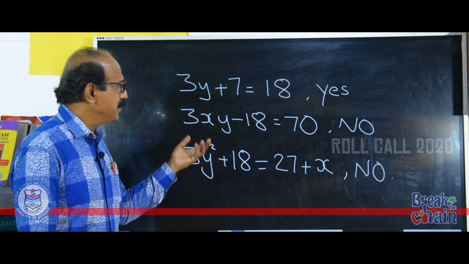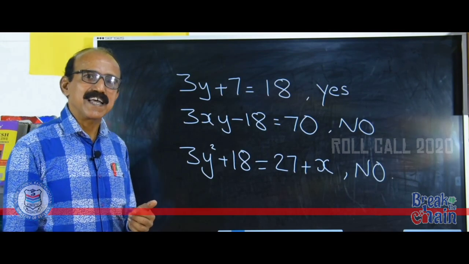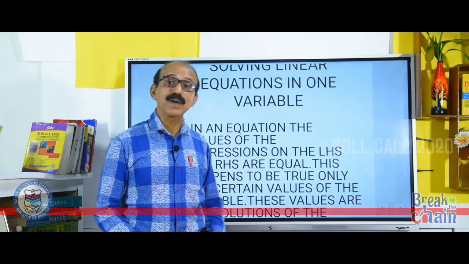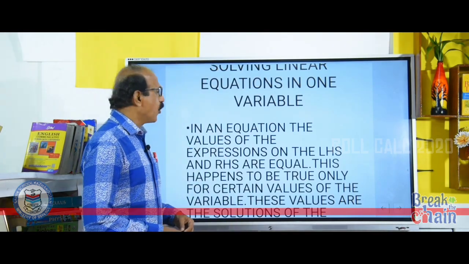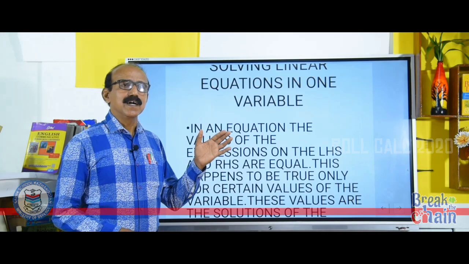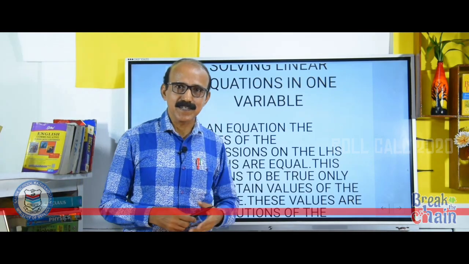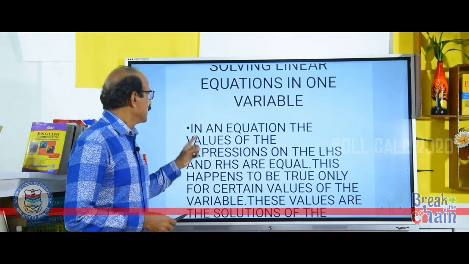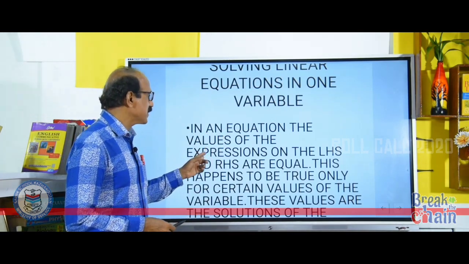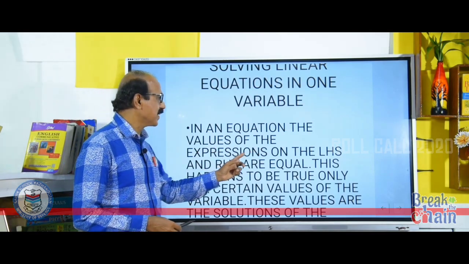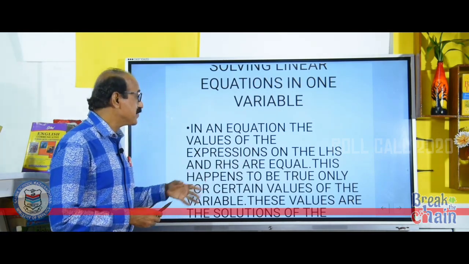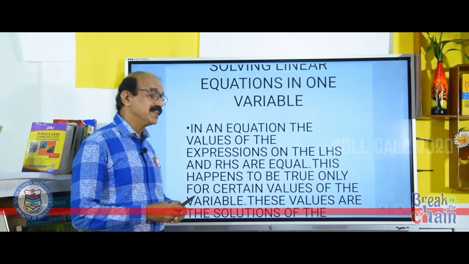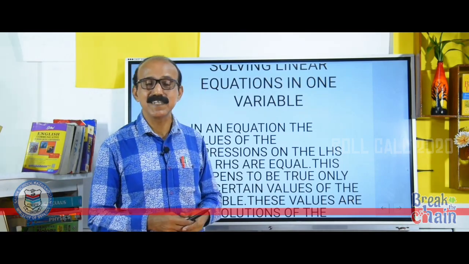I hope by this time you all have understood what exactly a linear equation in one variable means. How can we solve a linear equation in one variable? Solving means, for example, solve the equation 3x plus 7 equal to 18. Solve means you have to find the value of the variable present in it. In an equation, the values of the expressions on the LHS and RHS are equal. This happens to be true only for certain values of the variable, and these values are called the solutions of the linear equation in one variable.